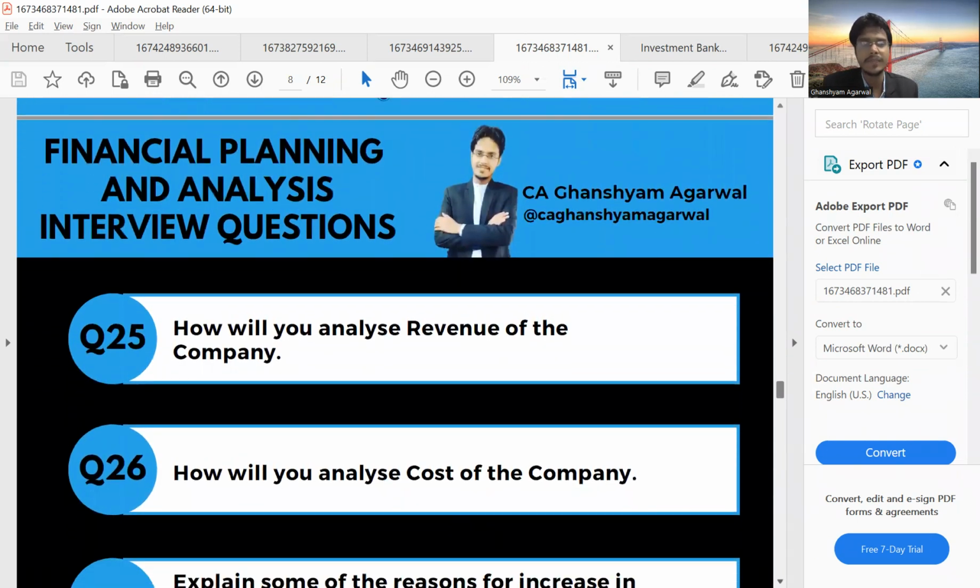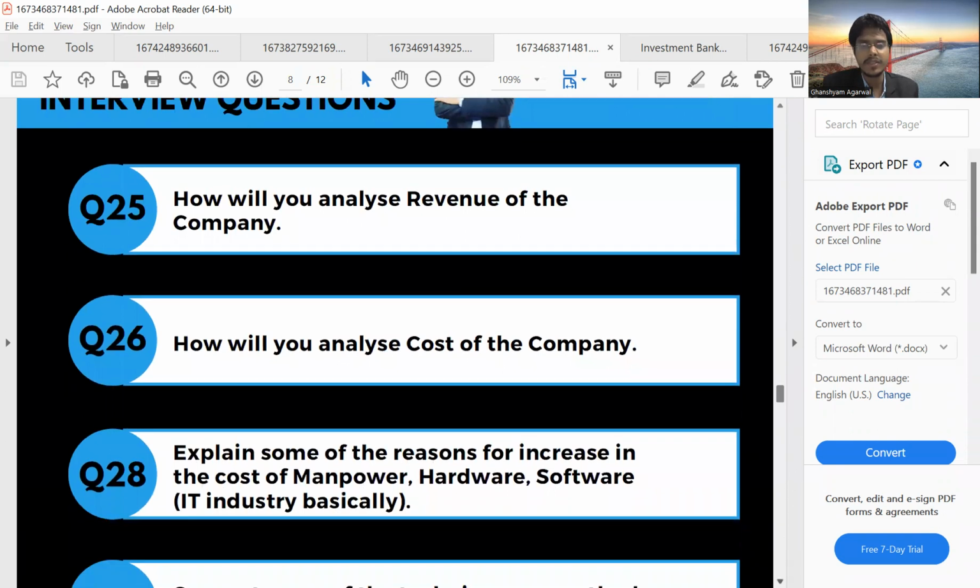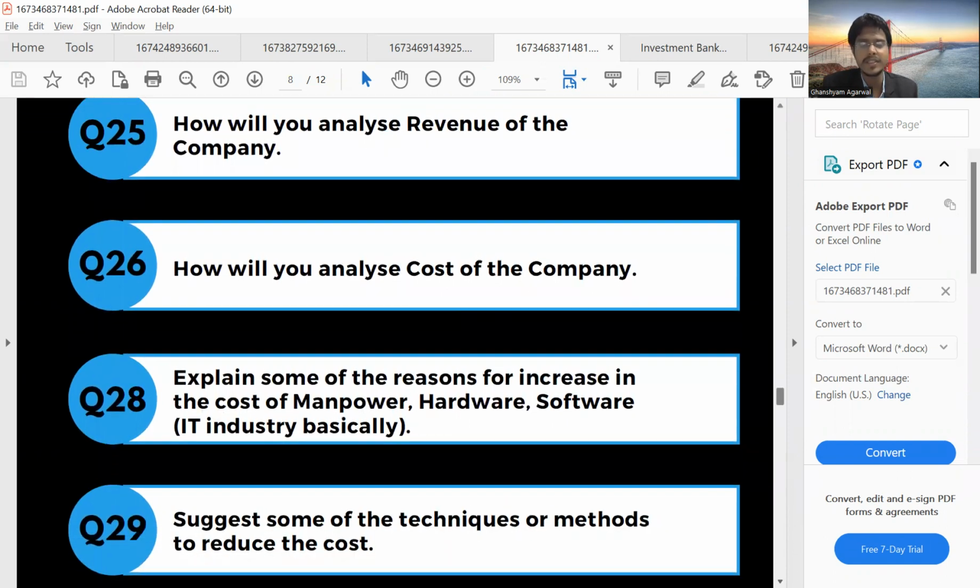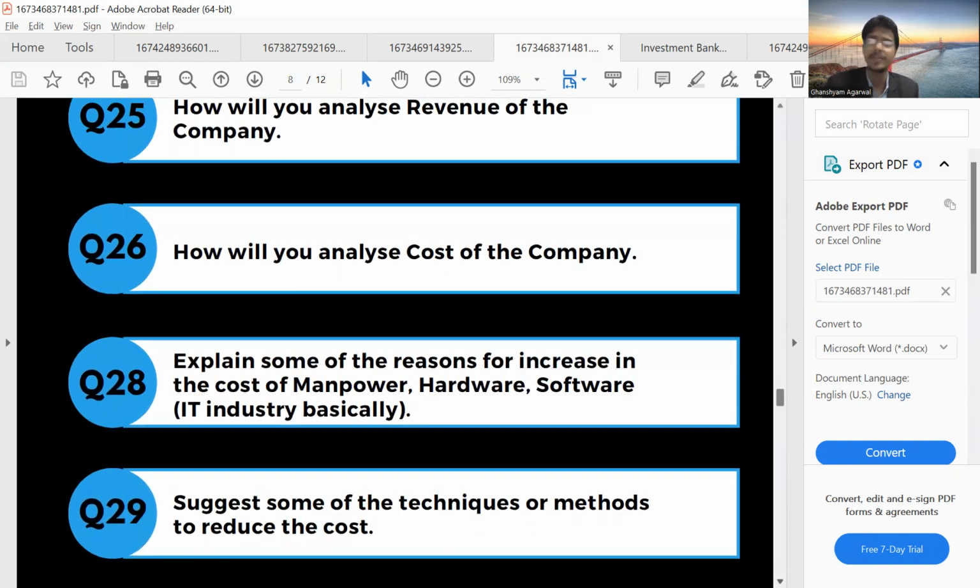They might ask you how will you analyze the cost of the companies? What is the reason for increase in the cost of manpower, hardware, software? This is the question that we asked. What is the reason for the increase? Why is the IT sector going down? Why is the IT sector going up? Why is the pharma sector going down? They might ask you a lot of questions relating to it.